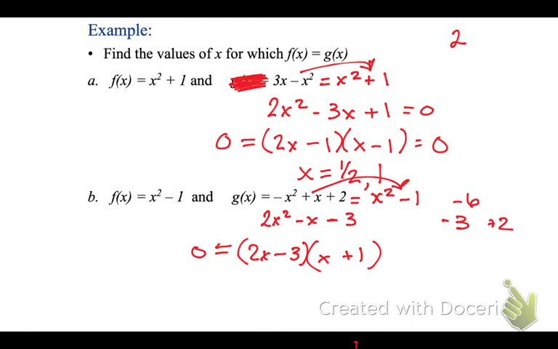Did you get 2x minus 3 and x plus 1? Yeah. So I set them both equal to 0. So x is going to equal -1 and 3/2.